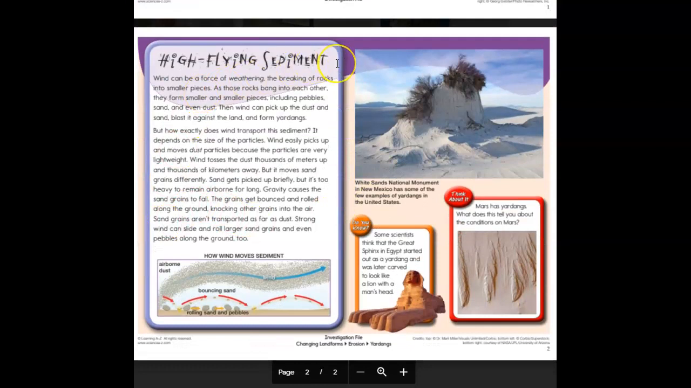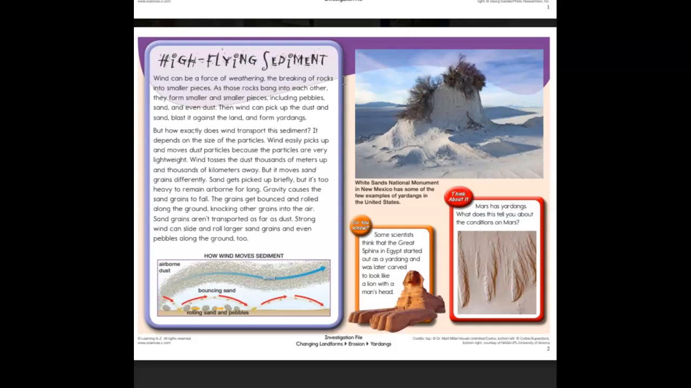High flying sediment. Wind can be a force of weathering, the breaking of rocks into smaller pieces. As those rocks bang into each other, they form smaller and smaller pieces, including pebbles, sand, and even dust. Then wind can pick up the dust and sandblast it against the land and form yardangs. But how exactly does wind transport this sediment? It depends on the size of the particles.